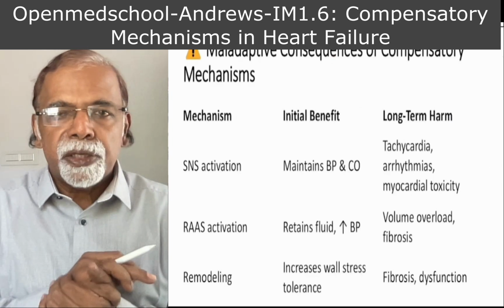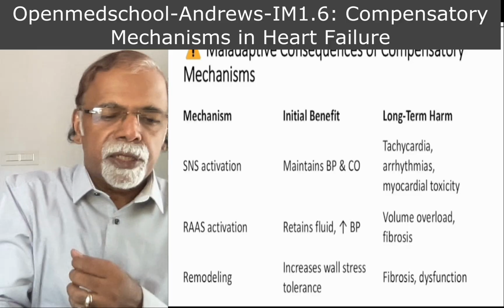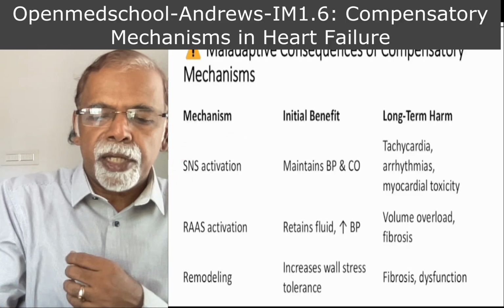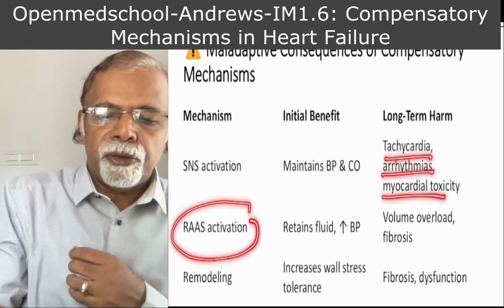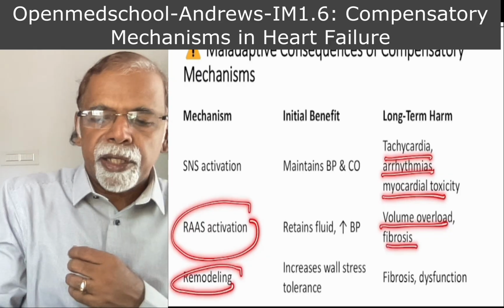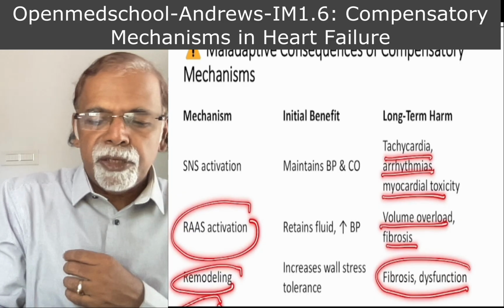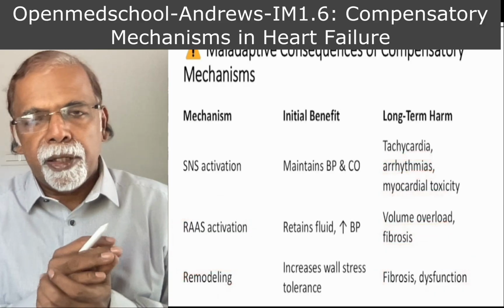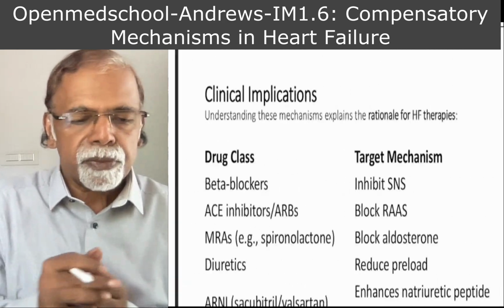So the maladaptive consequences of the compensatory mechanisms we have discussed. One is the SNS, the sympathetic activation producing tachycardia, arrhythmia, and myocardial toxicity. RAS activation produces volume overload and fibrosis. Ventricular remodeling again produces fibrosis and dysfunction of the heart, and ADH secretion maintains volume but produces hyponatremia. And the atrial natriuretic and brain natriuretic peptides are counteractive and beneficial.